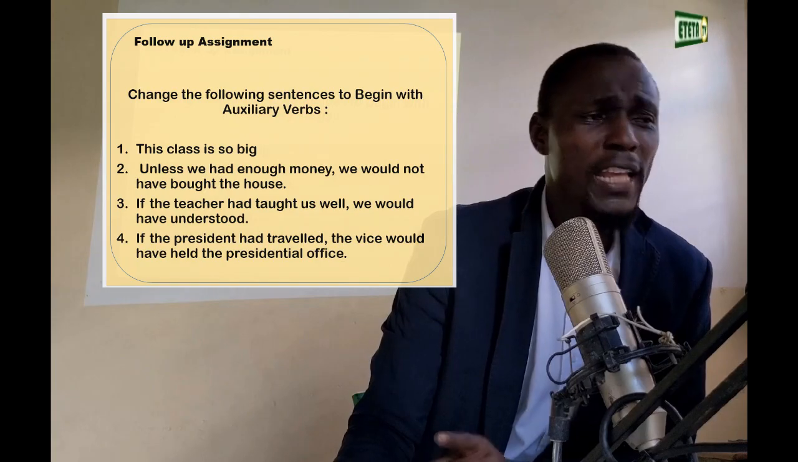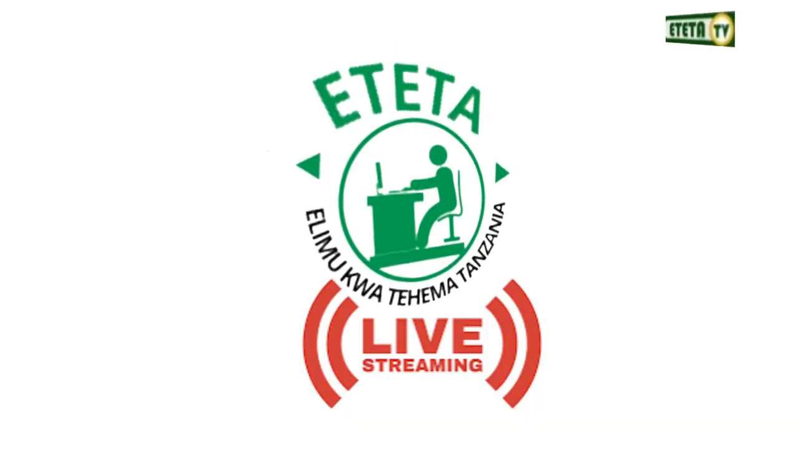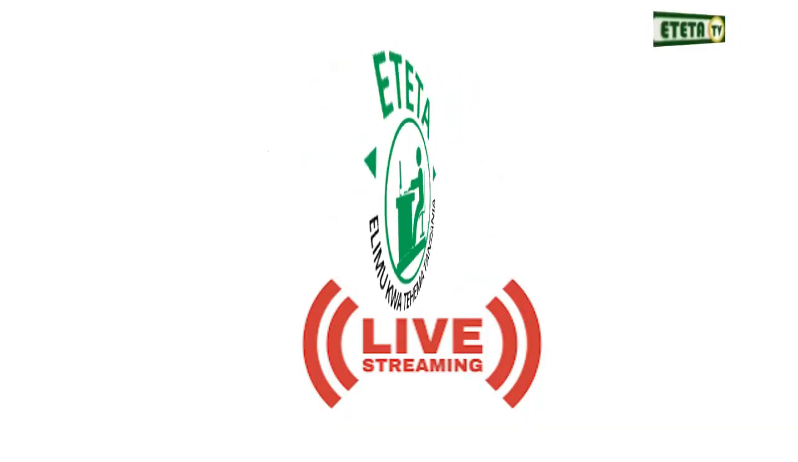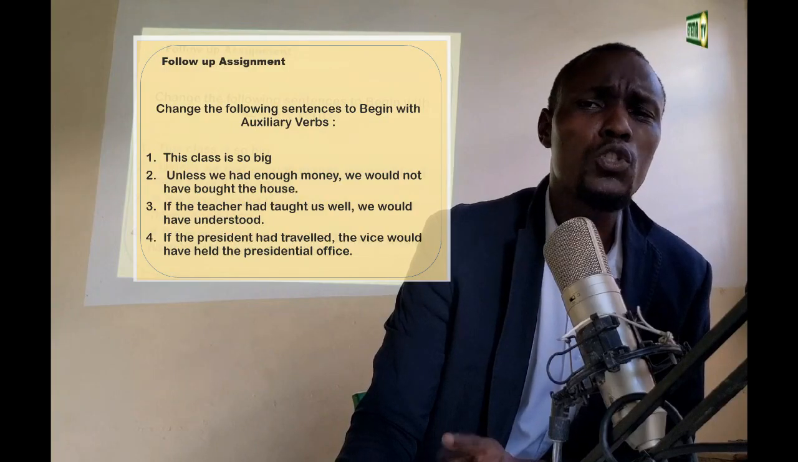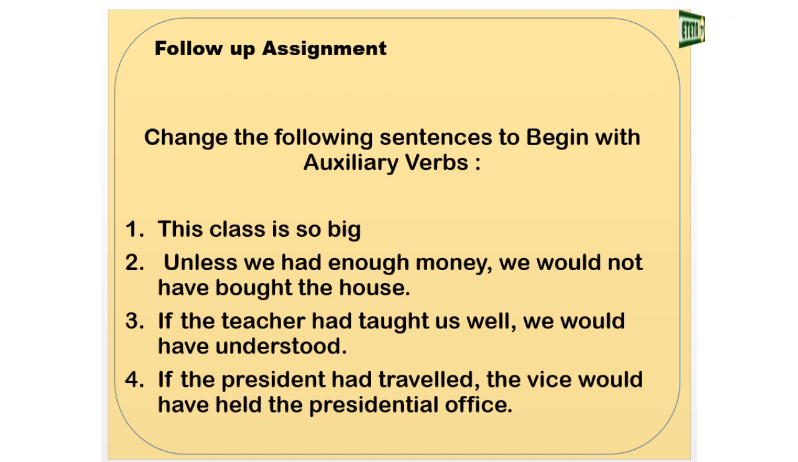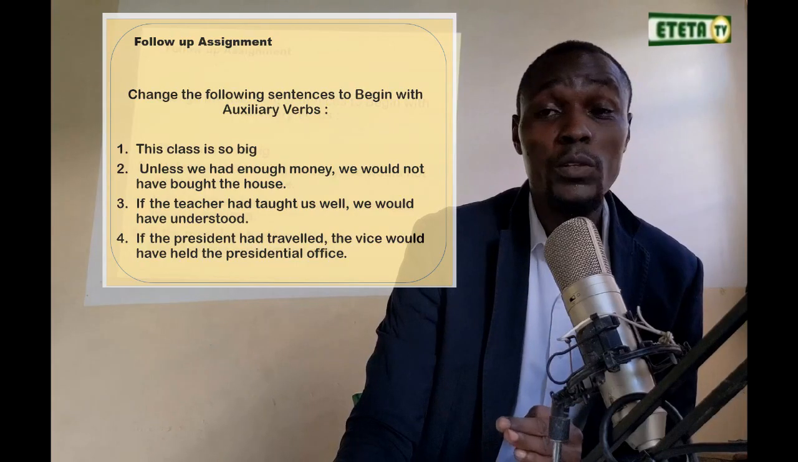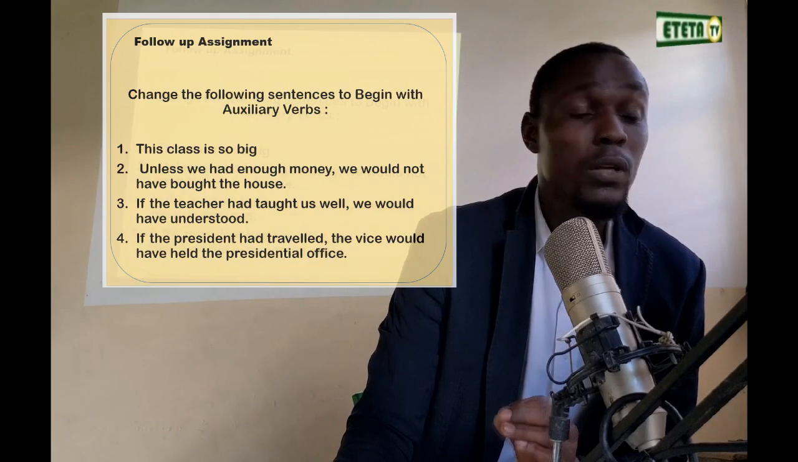Number 2. Unless we had enough money, we would not have bought the house. Unless we had enough money, we would not have bought the house. What happens when you apply verb inversion on this sentence? Number 3. If the teacher had taught us well, we would have understood.